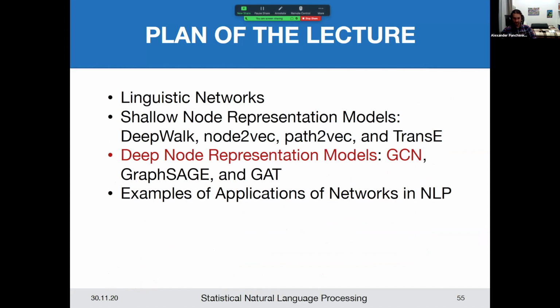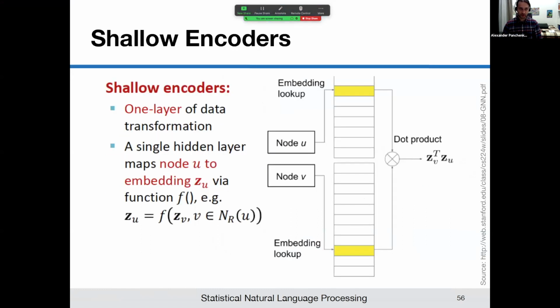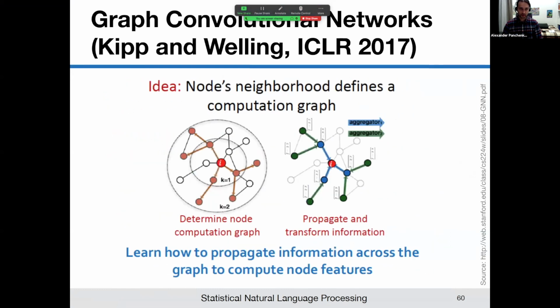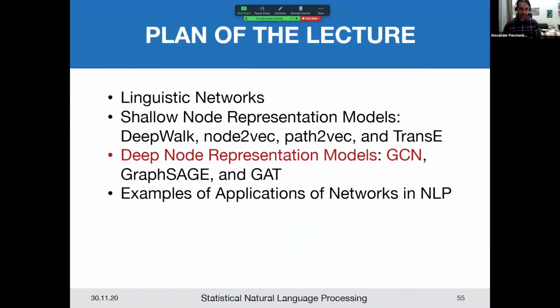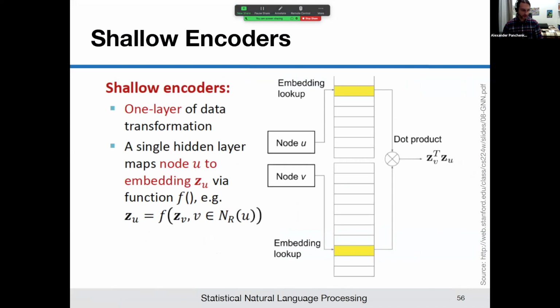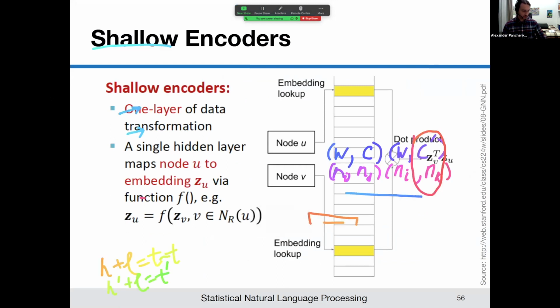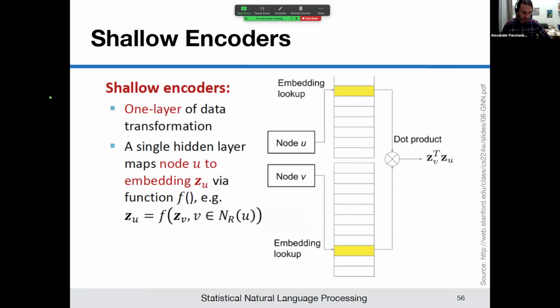Okay, so this concludes the shallow node representation model section. So we're going to discuss in this part deep node representation models. And first, let's discuss why you would want something better than node2vec and DeepWalk and things like that.